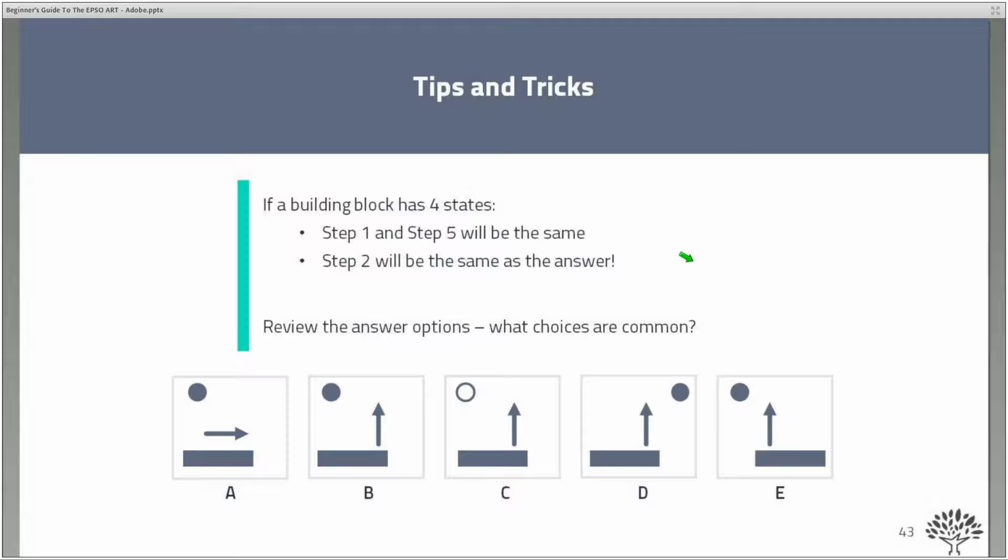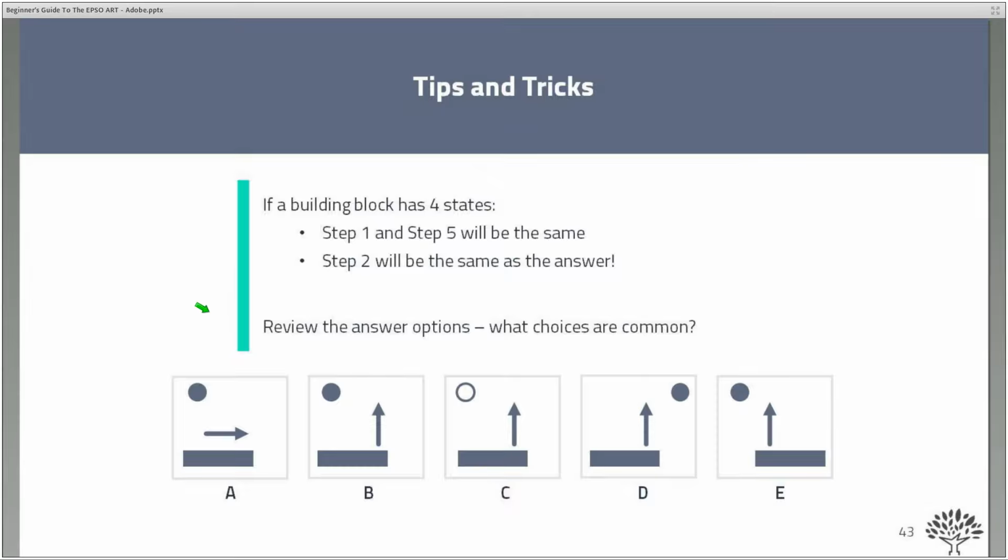Another thing I should say, and this is quite common as well, because you're often moving around the 4 corners of a frame, or you're often rotating in 4 different directions, or that sort of thing. Another thing I should say is that when I say 4 states, that includes two states as well. So if something goes black, white, black, white, black, white, black, white, then steps 1, 3, and 5 will be the same, and steps 2, 4, and the answer will be the same.